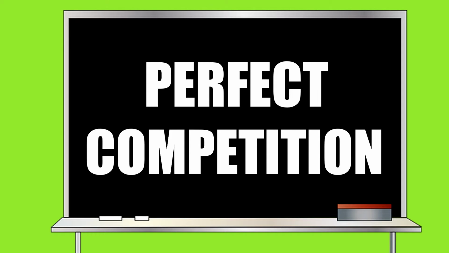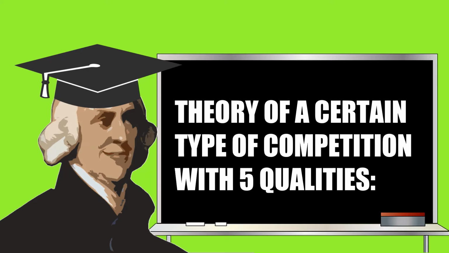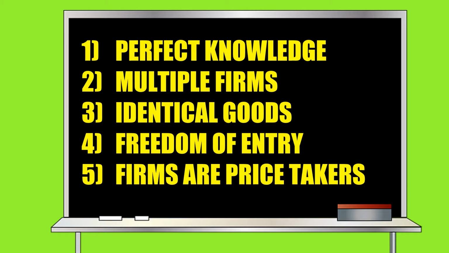Perfect competition is a theory of a certain type of competition in markets used by economists. It has the following 5 qualities. There is perfect knowledge of products and prices. There are multiple firms. Goods and services are identical. There is complete freedom of entry into an industry for firms, and firms are price takers.